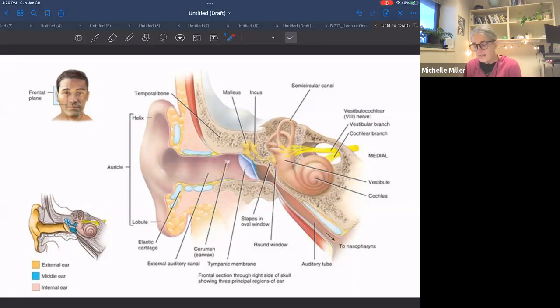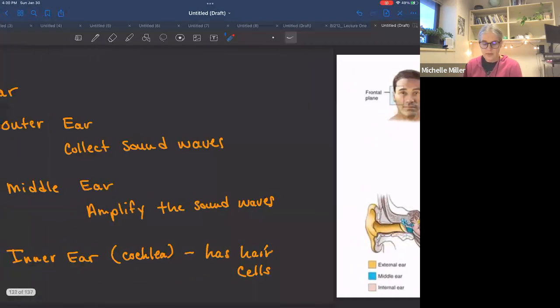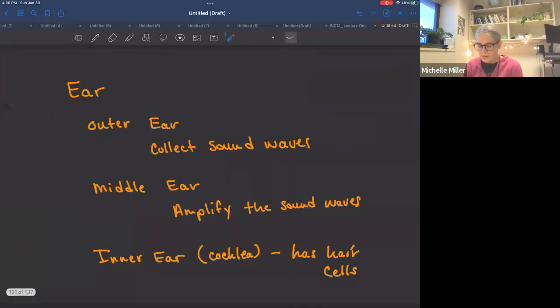Now at the end of our auditory canal, between the outer ear and the middle ear, we have the tympanic membrane. So the tympanic membrane is your eardrum. So let's put that right here. So this would be the tympanic membrane. So we'll put outer ear, collects sound waves and transmits to the tympanic membrane.